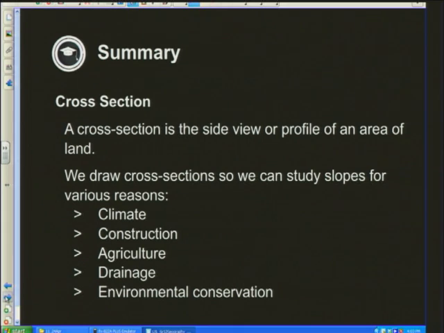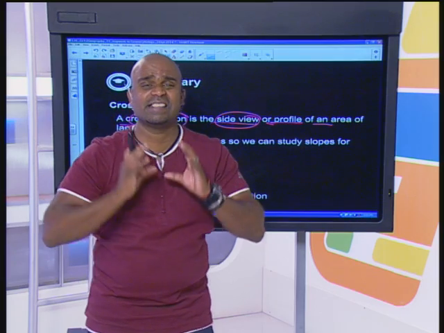So, a cross section is the side view or profile of an area of land. So our focus is the land surface, and we will be looking at a side view or a profile view. Why is this important? Who is it important to?